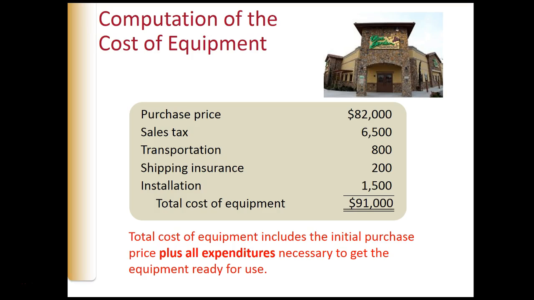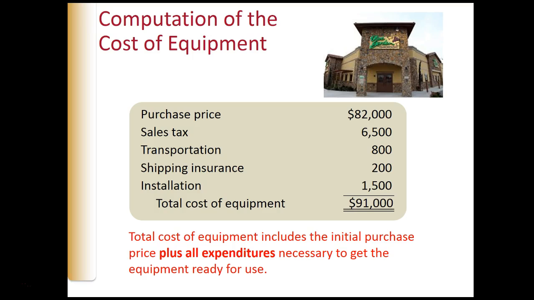Let's assume that Olive Garden purchases new restaurant equipment for $82,000 plus $6,500 in sales tax, and it pays a freight company $800 to transport the equipment and $200 of shipping insurance. The firm pays $1,600 for 1 year of liability insurance on the equipment in advance. The equipment was also installed at an additional cost of $1,500.